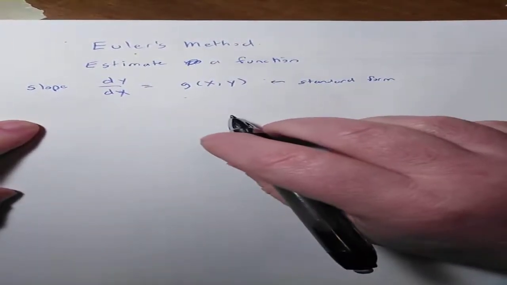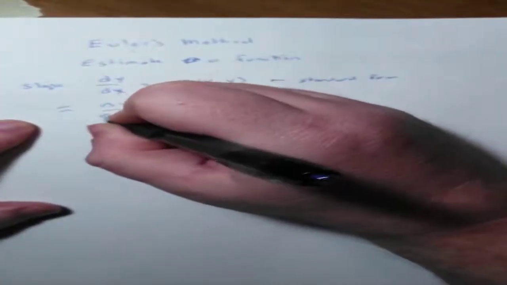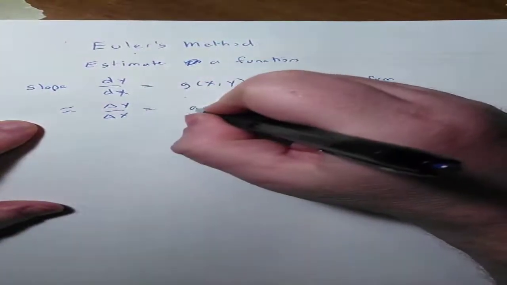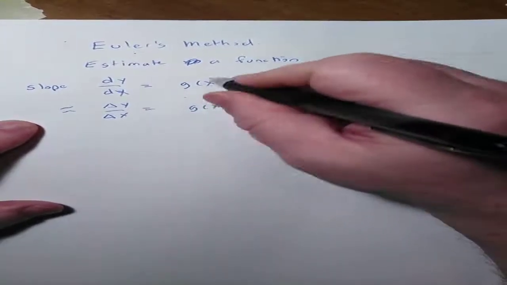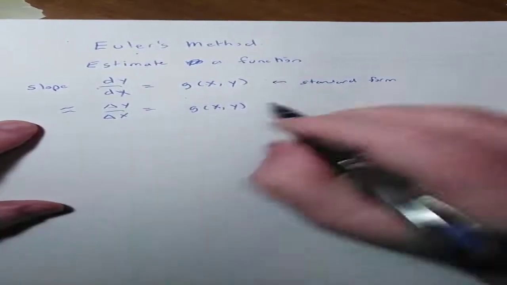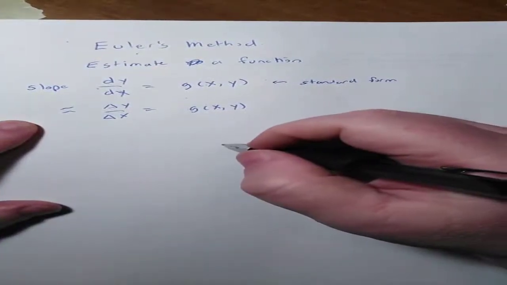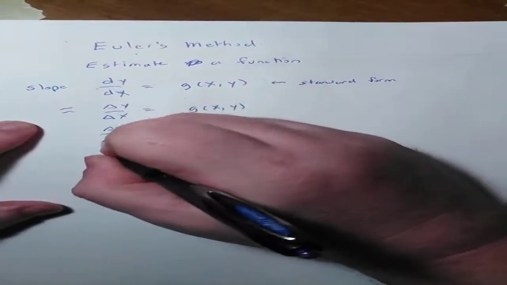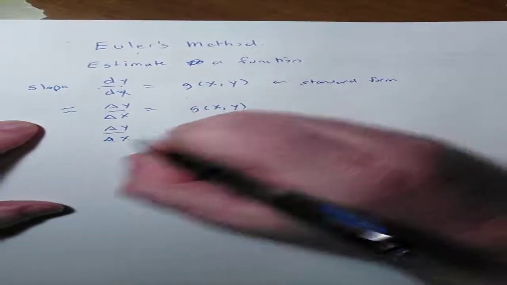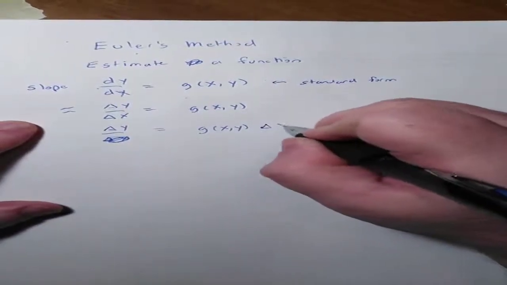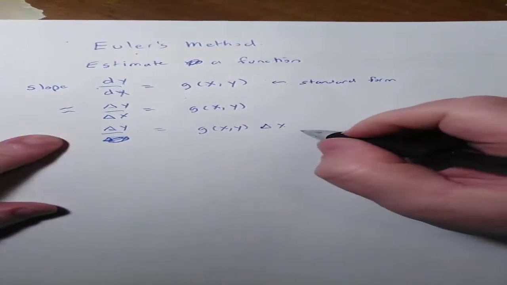So where this comes from is saying we're going to approximate this. Instead of dy dx, we're going to say delta y over delta x, and we're still going to say that that's equal to g of x, y. Again, this is the value of the slope, because that's what dy by dx means. Then we multiply both sides by delta x, so delta y equals g of x, y times delta x.